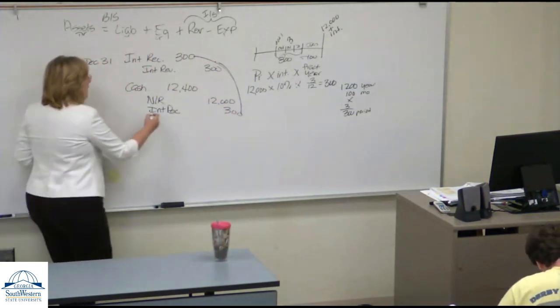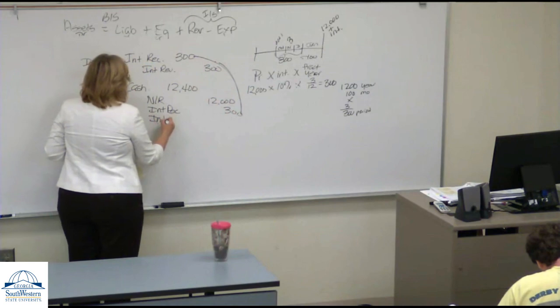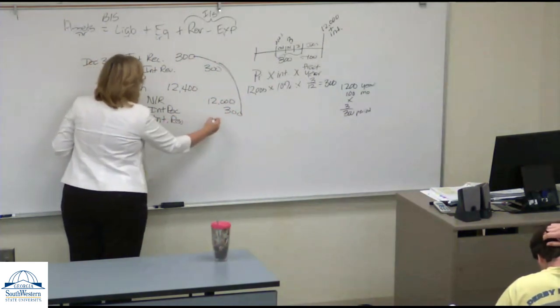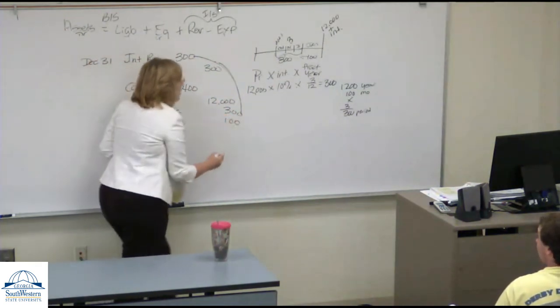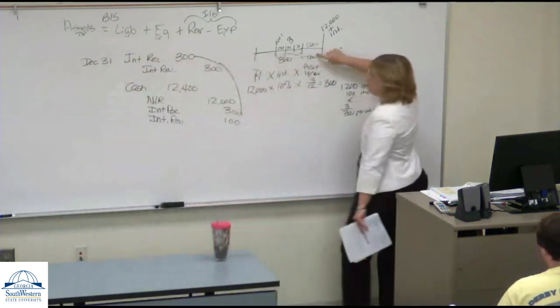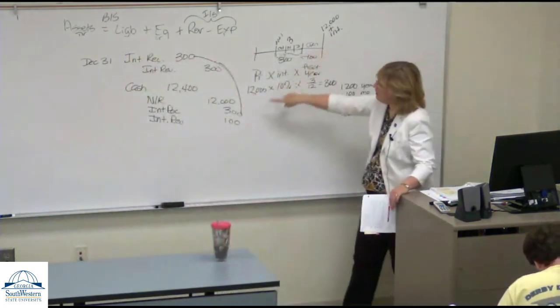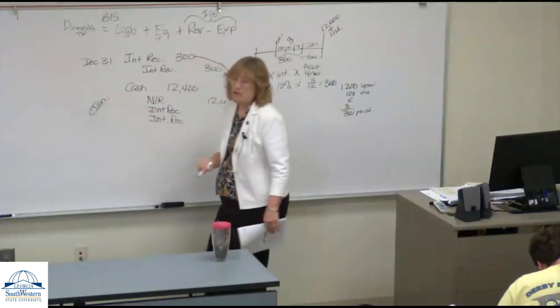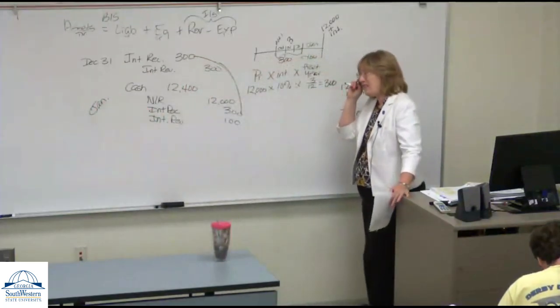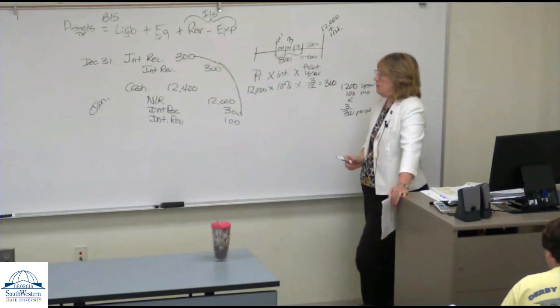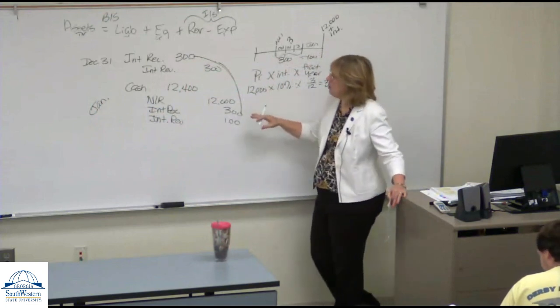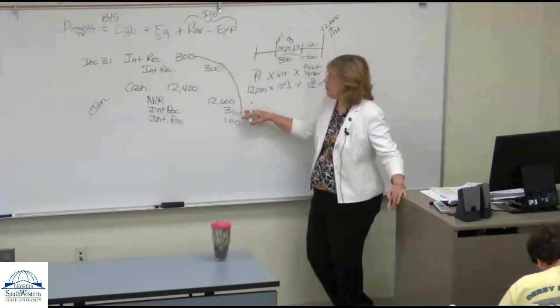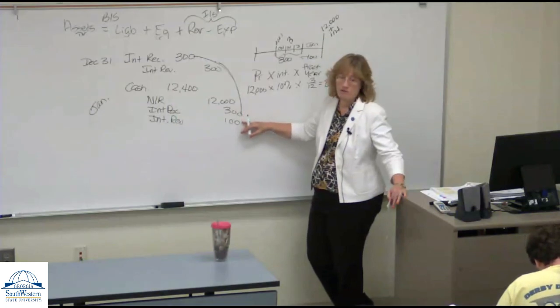All right, and then we have interest revenue of $100. We need to record this $100 of interest in January. This is happening in January. Okay, this one's a little bit tricky, because you have the accrued interest, the interest receivable, and the interest revenue, you know, it's a lot to remember.